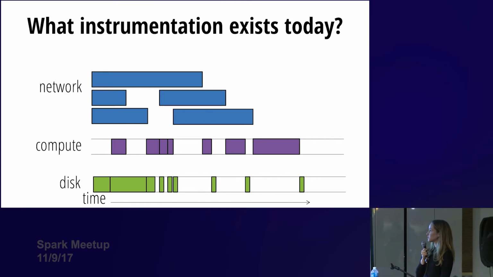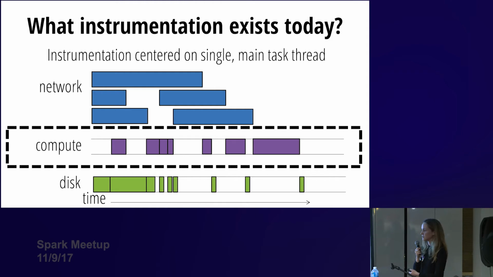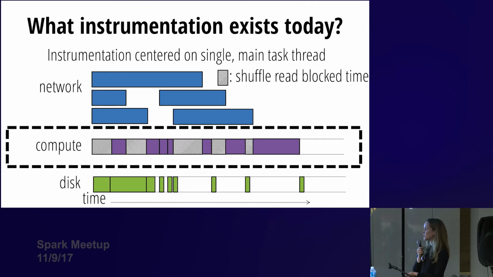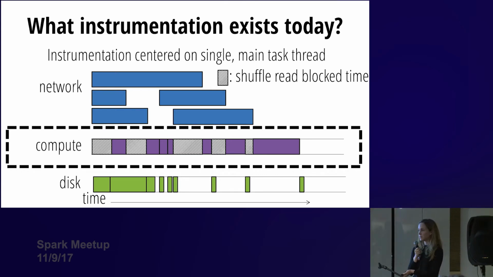So going back to reality, what instrumentation exists today? What does Spark show you when it's running, when it gives you metrics about the tasks that are running? Essentially all of the instrumentation that exists in Spark is focused around this main compute thread for the task and measuring what that's doing. For a shuffle task, for example, Spark will tell you all of the time that it's blocked waiting to read shuffle data. And you'll notice that this is time both using the network and using the disk. It may be either one of these things, and this is not separated out.